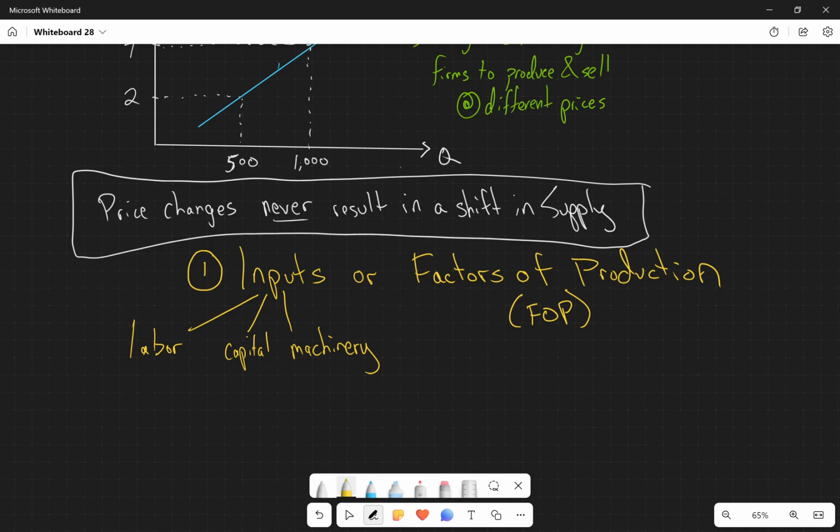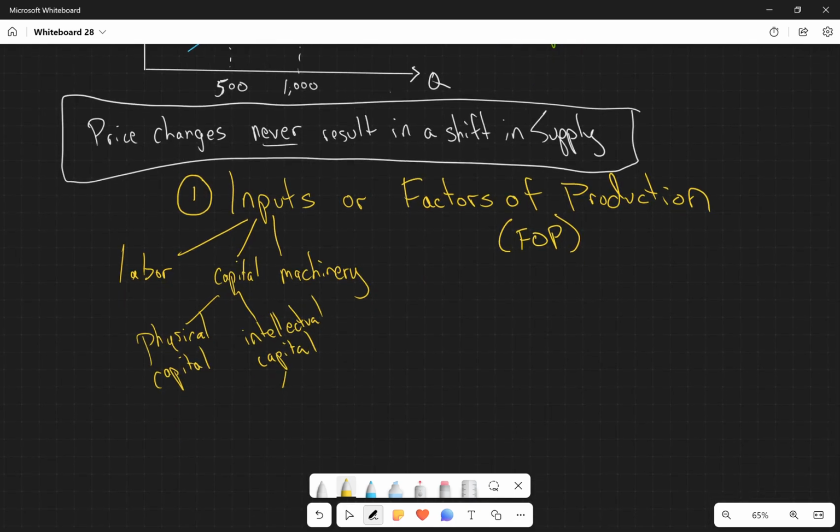That's a great question. It's still going to cost much money and you need people to maintain it as well. Yes, it is. It comes under capital. So capital can be split into physical capital, like intellectual capital, and then within intellectual capital, you would have software.